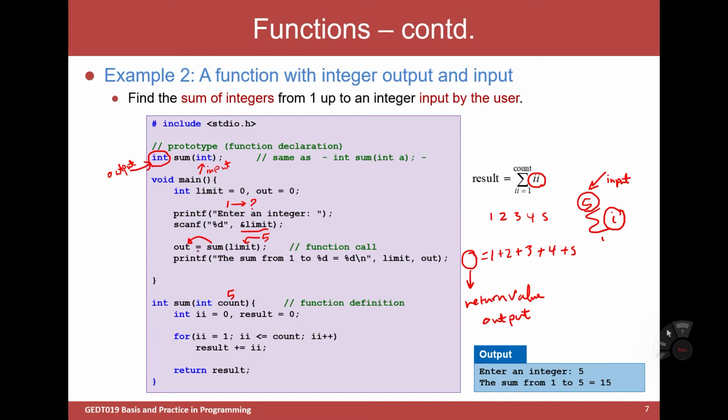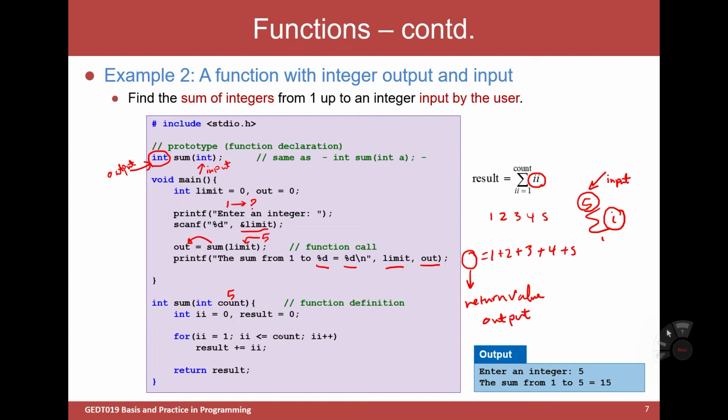How? Using the equal sign, or we call this one the assignment sign. And then after that I will print limit and out. So I will say the sum from 1 to the limit equals this one, the output, or the out.